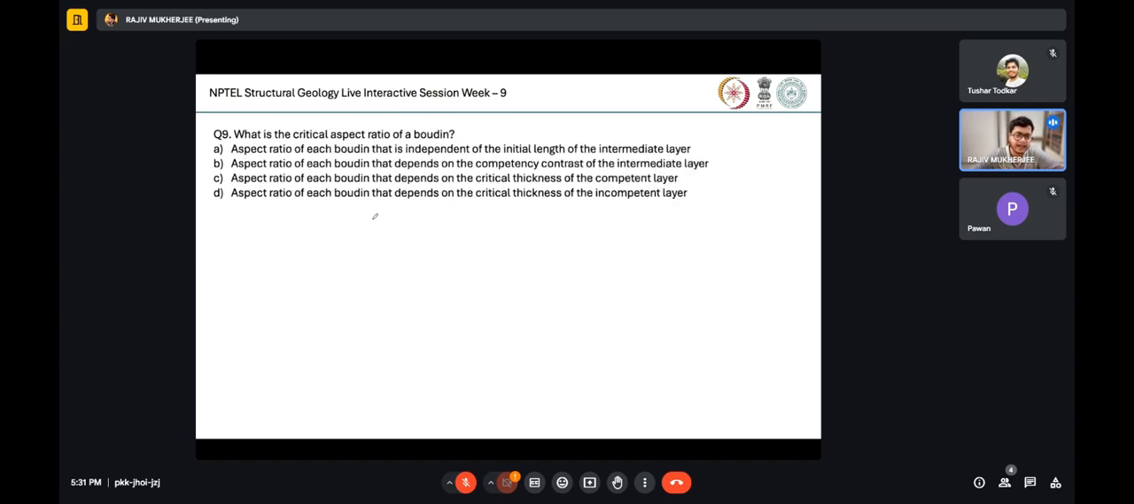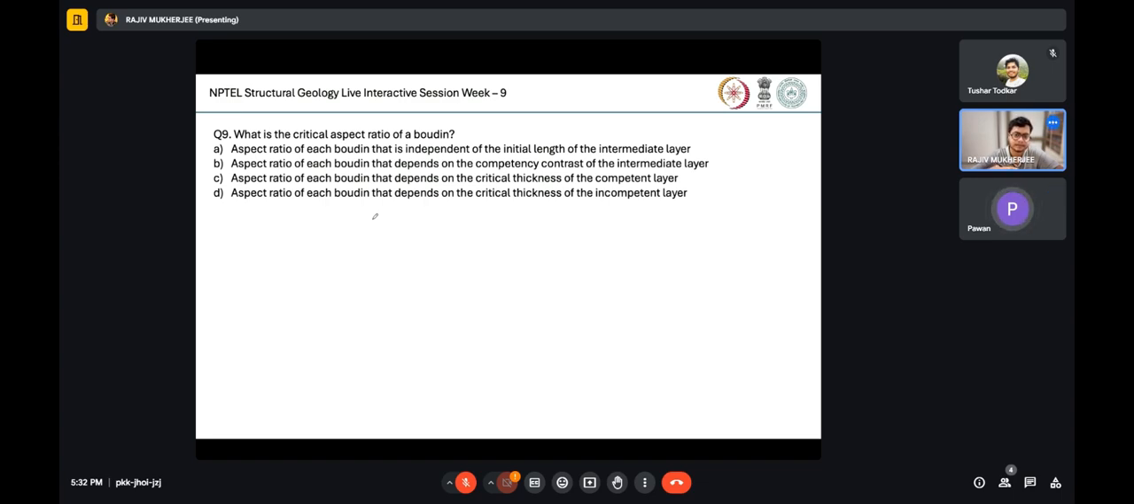What is the critical aspect ratio of a Boudin? Option A, aspect ratio of each Boudin that is independent of the initial length of the intermediate layer. Option B, aspect ratio of each Boudin that depends on the competency contrast of the intermediate layer. Option C, aspect ratio of each Boudin that depends on the critical thickness of the competent layer. And option D, aspect ratio of each Boudin that depends on the critical thickness of the incompetent layer.